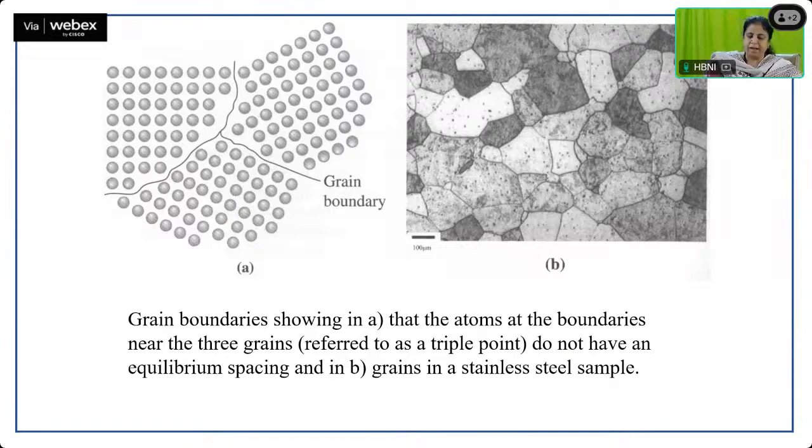Again, this shows the grain boundary, and you can also see that the interatomic distance between atoms in these grains is equal, but here the equilibrium distance between the atoms is more than what you see in the crystalline grain. Now this is a real SEM image, or scanning electron microscope image, of the grains and grain boundaries in a stainless steel sample. This is how generally the situation looks.